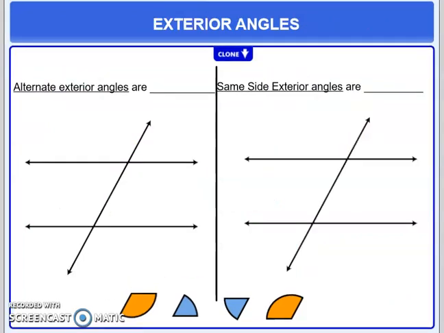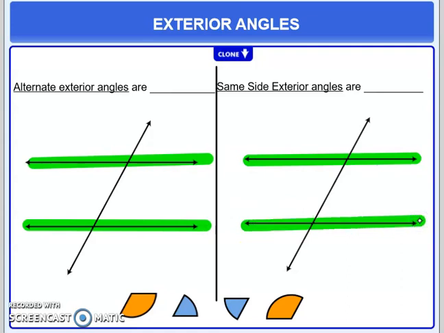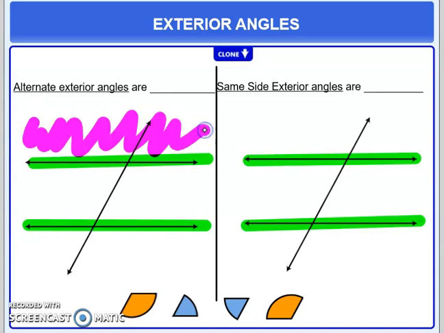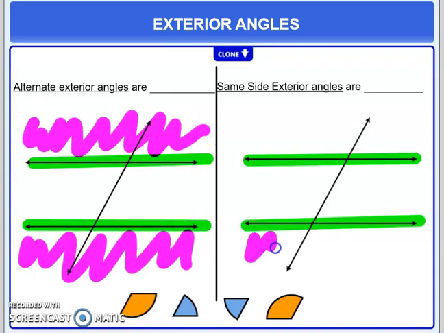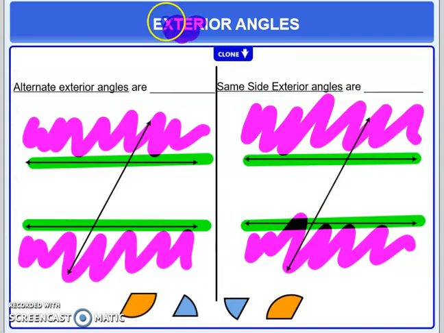We also have exterior angles. So again, if I highlight our parallel lines, we're looking for the exterior. So the exterior is going to be out here. It's going to be on the outside of my parallel lines, right? Exterior decorating is like the outside of a house. So we're looking for the exterior.